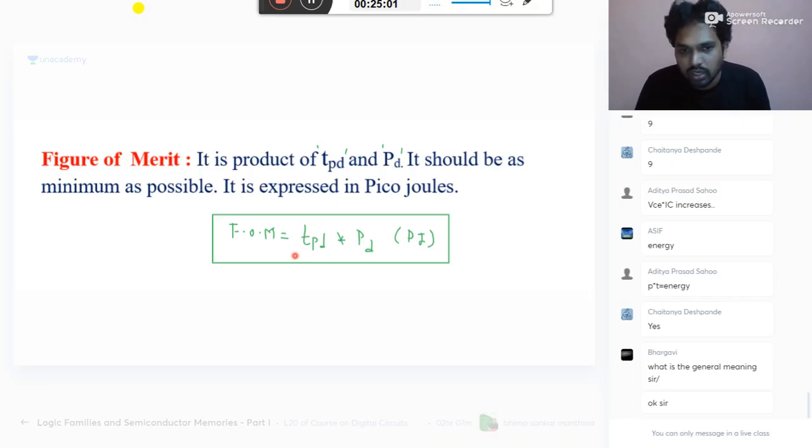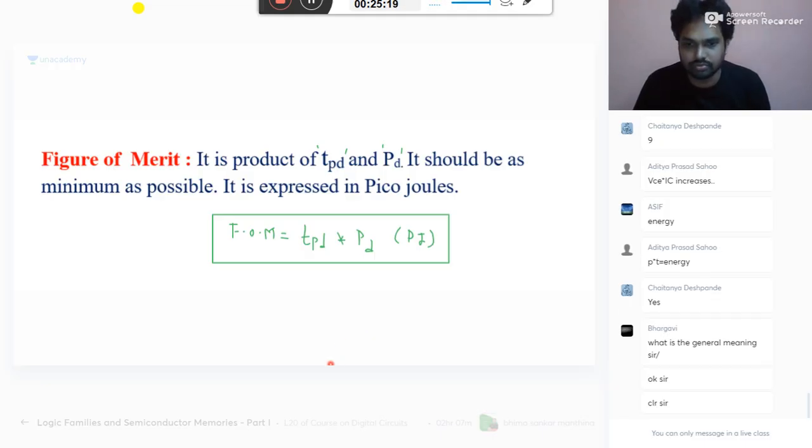Why? Because we need both of them low, and I told you there is a trade-off between TPD and PD. One increases, one decreases. Finally, whatever FOM you are having, if you have the least FOM, you should prefer that. Okay, so let's move to the next one.